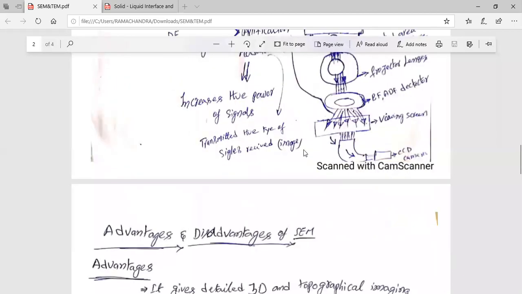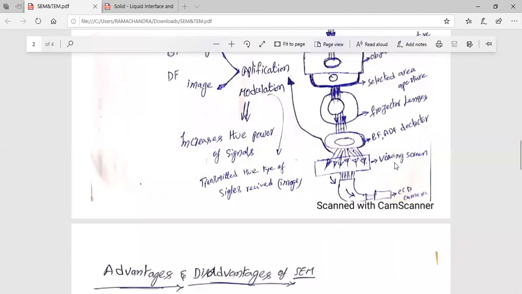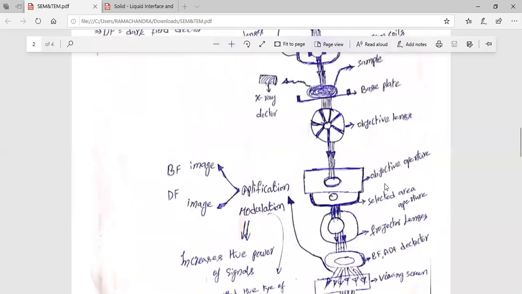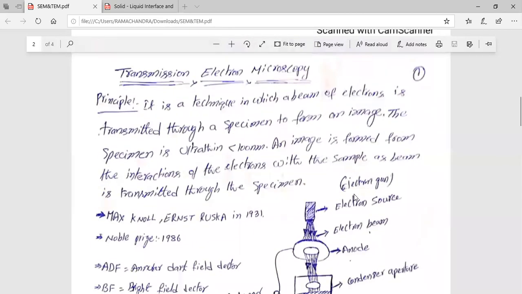After using these two detectors, we reach the viewing screen. After that we connect the viewing screen to the CCD camera, which records the structures and signals, so we can collect them. So this is transmission electron microscopy. We use it to detect the size and shape of the nanoparticles.